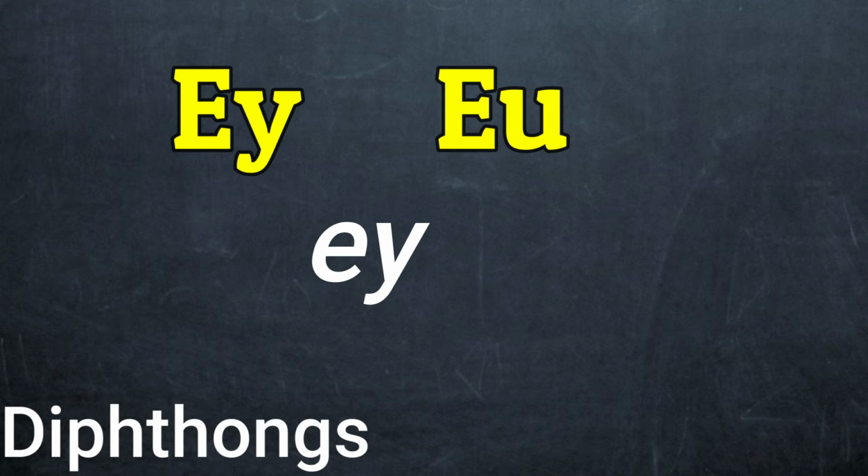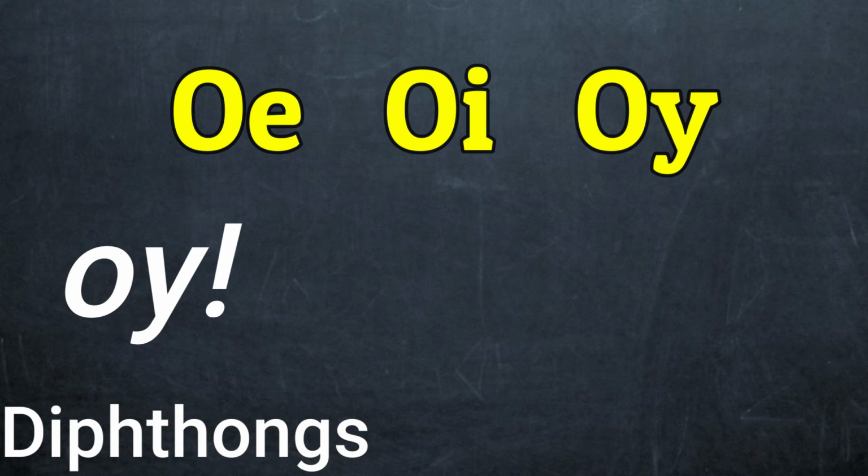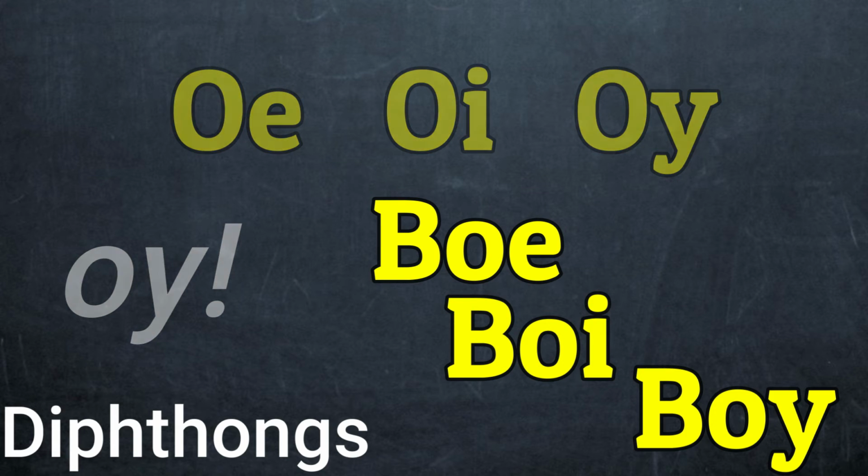EY and EU are both A, but the EU, the U at the end kind of curves it, makes it a bit tangy, A, more in the north. EW is like an I and U pronounced very quickly, ew, ew. And then OE, OI, and OU are all pronounced like boy, boy, boy, boy, right?